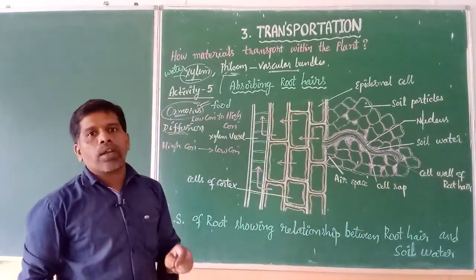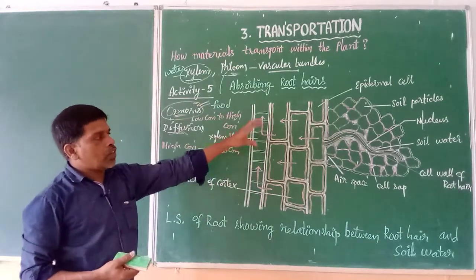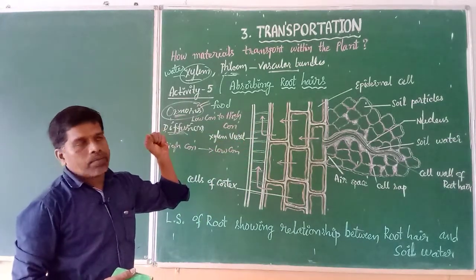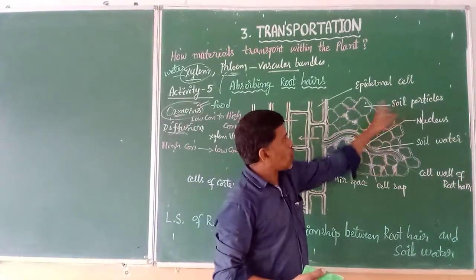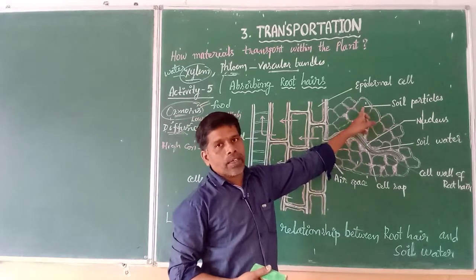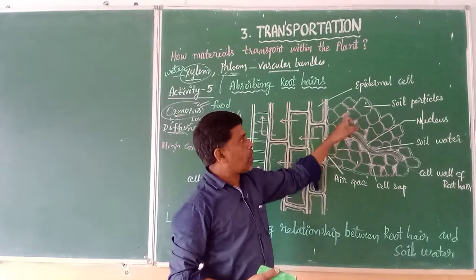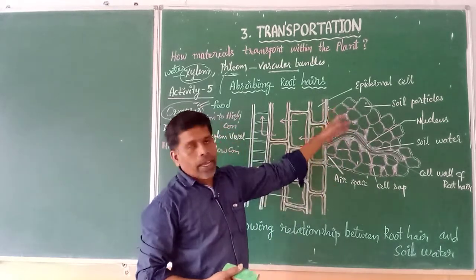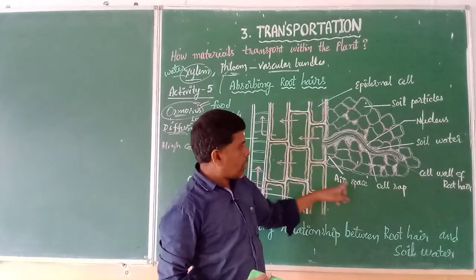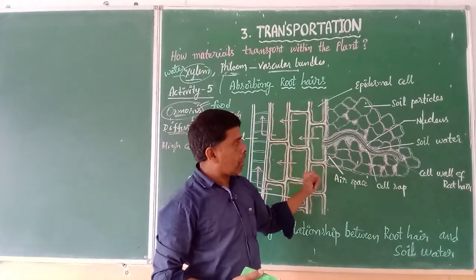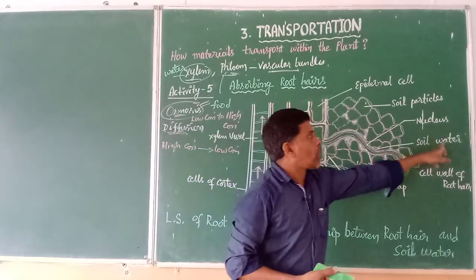There are minute openings called microscopic openings, which are responsible for absorbing the water. In the picture you can see all these particles are the soil particles, and between the soil particles there are small minute spaces left over. The air filled between the soil particles is called the soil air. Air spaces are present here filled with air. Next we have the water present between the soil particles, which is called the soil water.